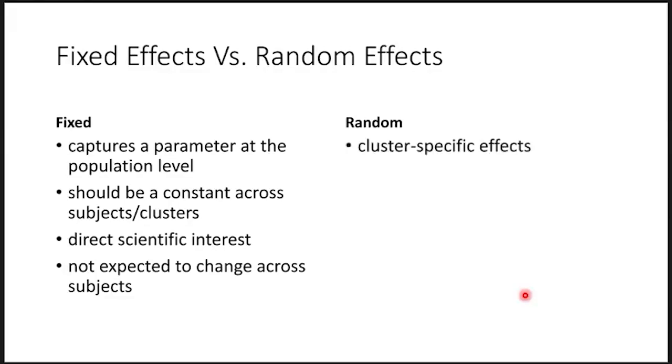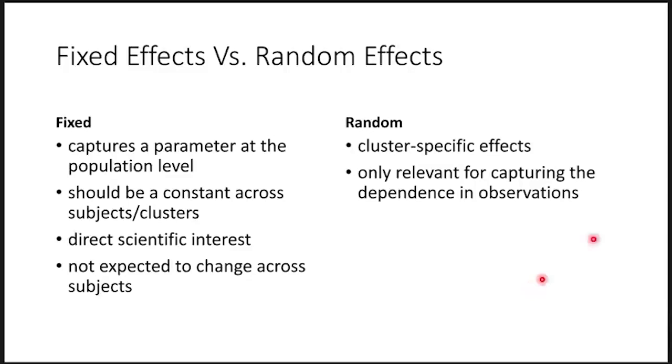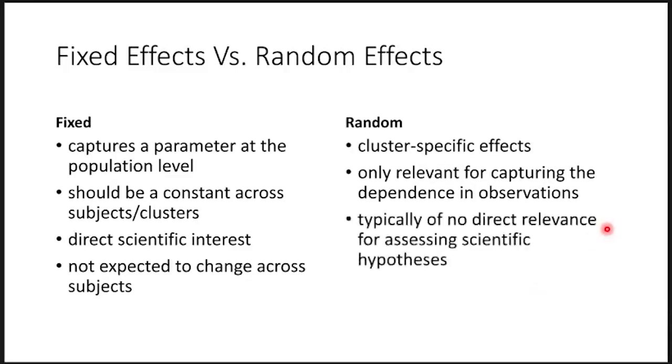Random effects are cluster-specific effects for each cluster. It could be the person, if there are many responses from the same person. They're mostly relevant for capturing the dependence in the observations. Remember that the observations are clustered. And typically, they're of no direct relevance for assessing scientific hypotheses. So typically, we don't use them to ask questions. If we want to ask about individual differences, then we probably use a no pooling method. Okay, so we should think of the mixed effects as adding our corrections. Okay, excellent.